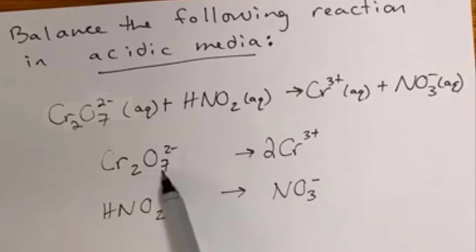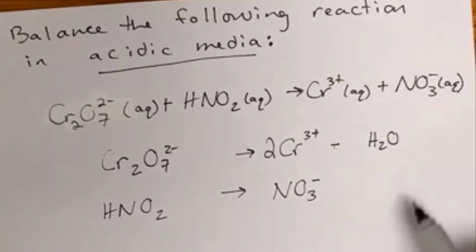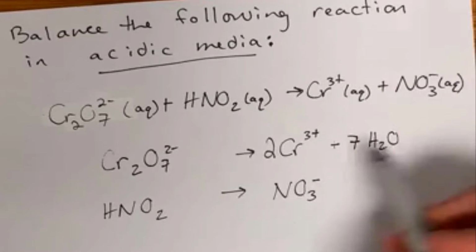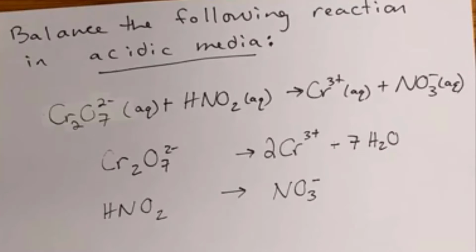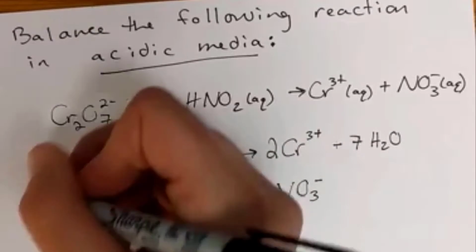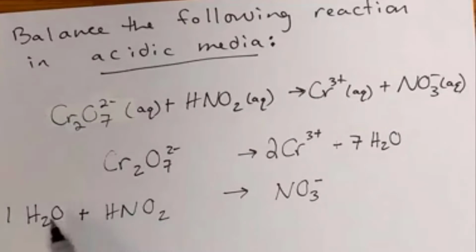Over here I've got 7 oxygens. So I need to add water. How many waters am I going to have to add in order to balance out my oxygens? Well, here I have 1. If I make that times 7, now I have 7 oxygens and 7 oxygens on that side. Awesome. Over here I have 3 oxygens and 2 oxygens over here. So I'm going to add plus 1 water over here, because now I've got 1, 2, 3 oxygens and 3 oxygens on this side. So I have now balanced out my oxygens by adding my water.